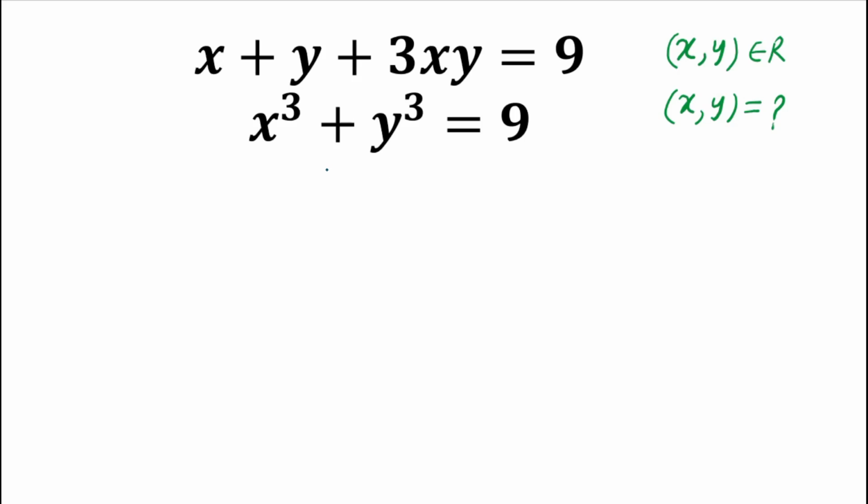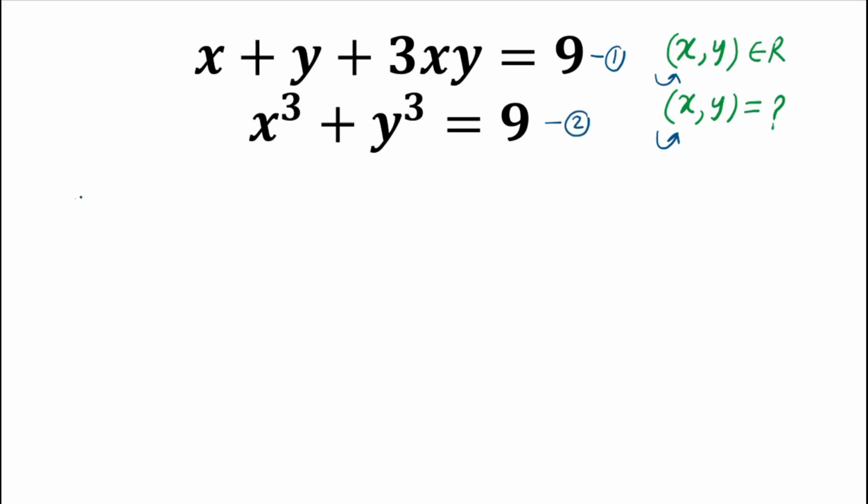Hello students, in this video we are going to solve a nice algebra problem. We have here x plus y plus 3 times xy equals 9, and another equation is x cube plus y cube equals 9. Here we need to calculate all possible values of x and y, where x and y both belong to real numbers. Let us consider this as equation number first and this as equation number second.